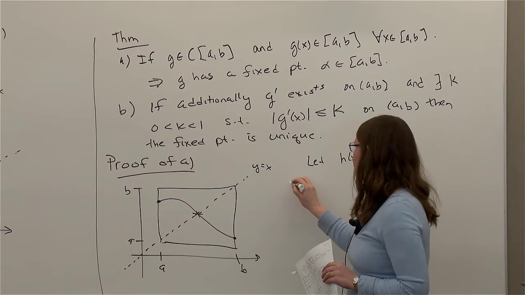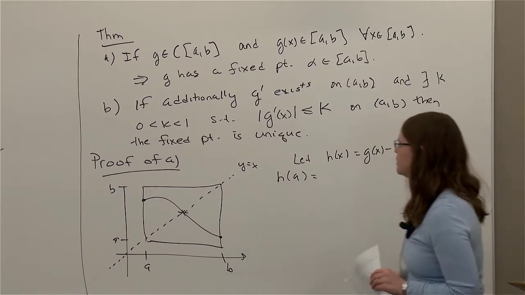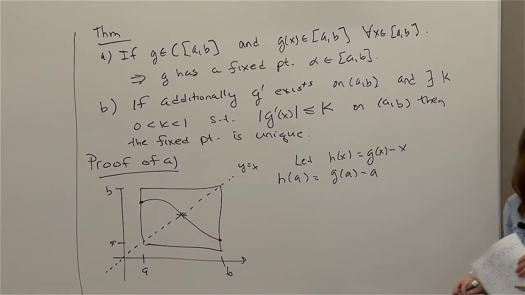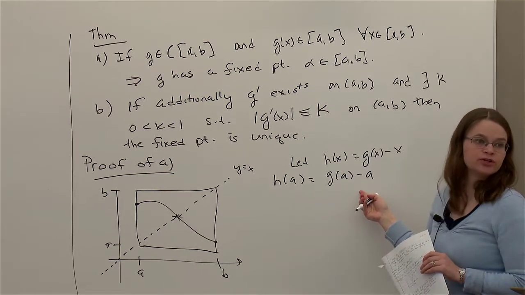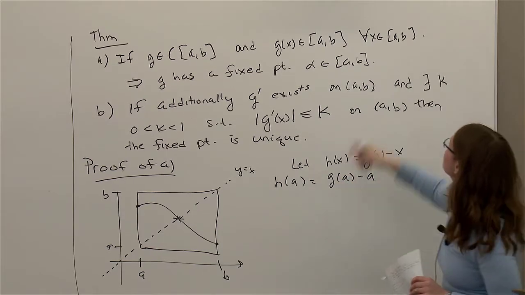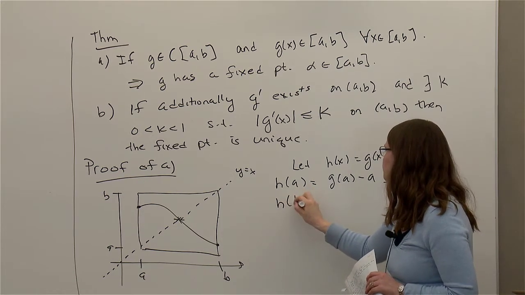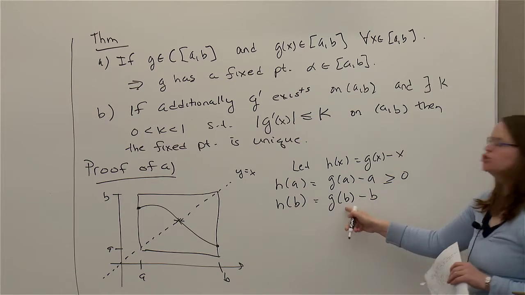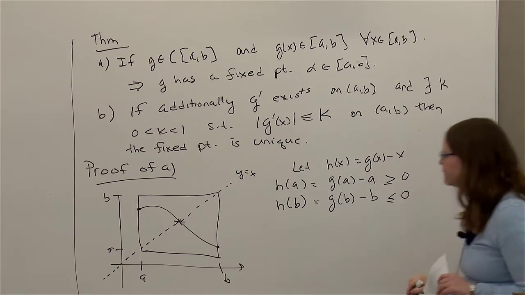Okay, now what happens at x equals a? H of a is equal to g of a minus a. Okay, and this is greater than or equal to 0. Right? It has to be, because g is never allowed to be less than a. We've required that up here. So this is certainly bigger than or equal to 0. If we move to the right, g has to be less than or equal to b. So this is less than or equal to 0.